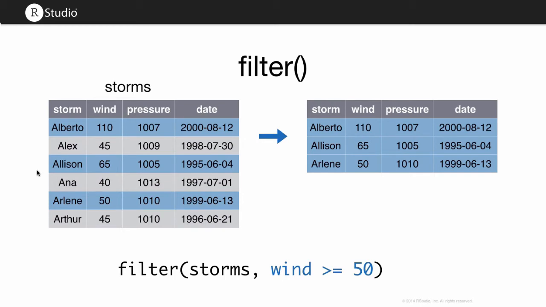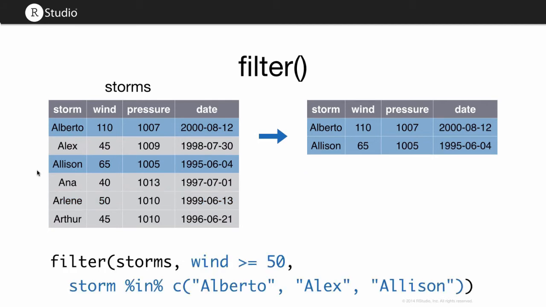Filter is analogous to select, except instead of selecting columns, it brings back rows, or if your data is tidy, these would be observations. And the way filter works is you give it a logical test. So here I'm giving it the test where wind is greater than or equal to 50. What filter will do is it'll apply that test to each row in your data frame and give you back just the rows that pass the test.